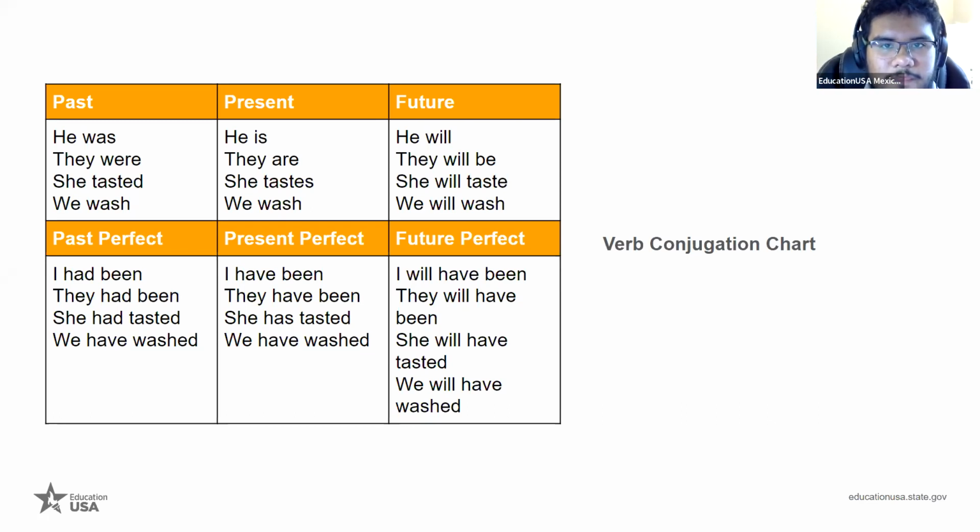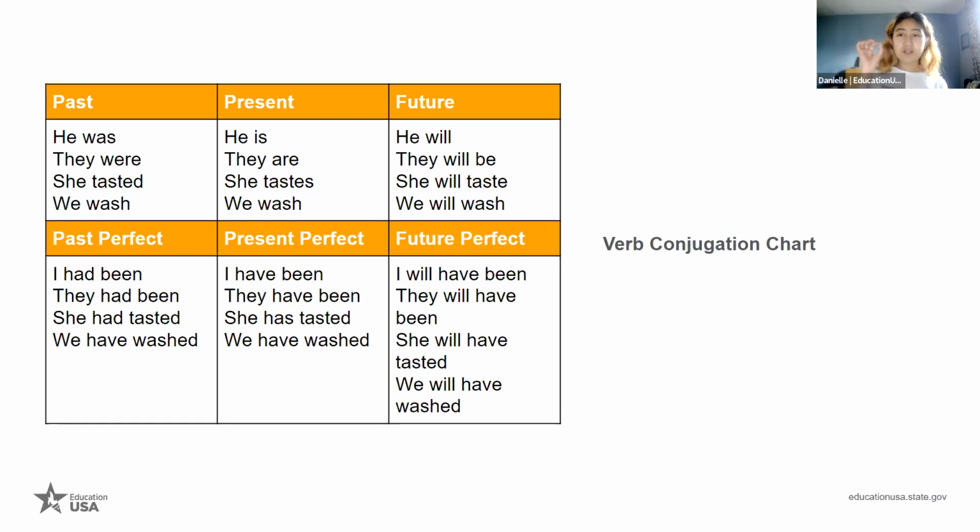Okay, so as you can see, verbs take on very different forms. So "was" is the past tense of "is." It's an entirely different word. However, let's say we have a verb like "taste." Taste becomes tasted. In most verbs, you can cheat a little bit and just add the ED at the end. And then boom, past tense, mastered. However, there are some words like "are," where it's also an entirely different word, where it would be "were." In the present tense, we have he is, they are, she tastes, we wash.